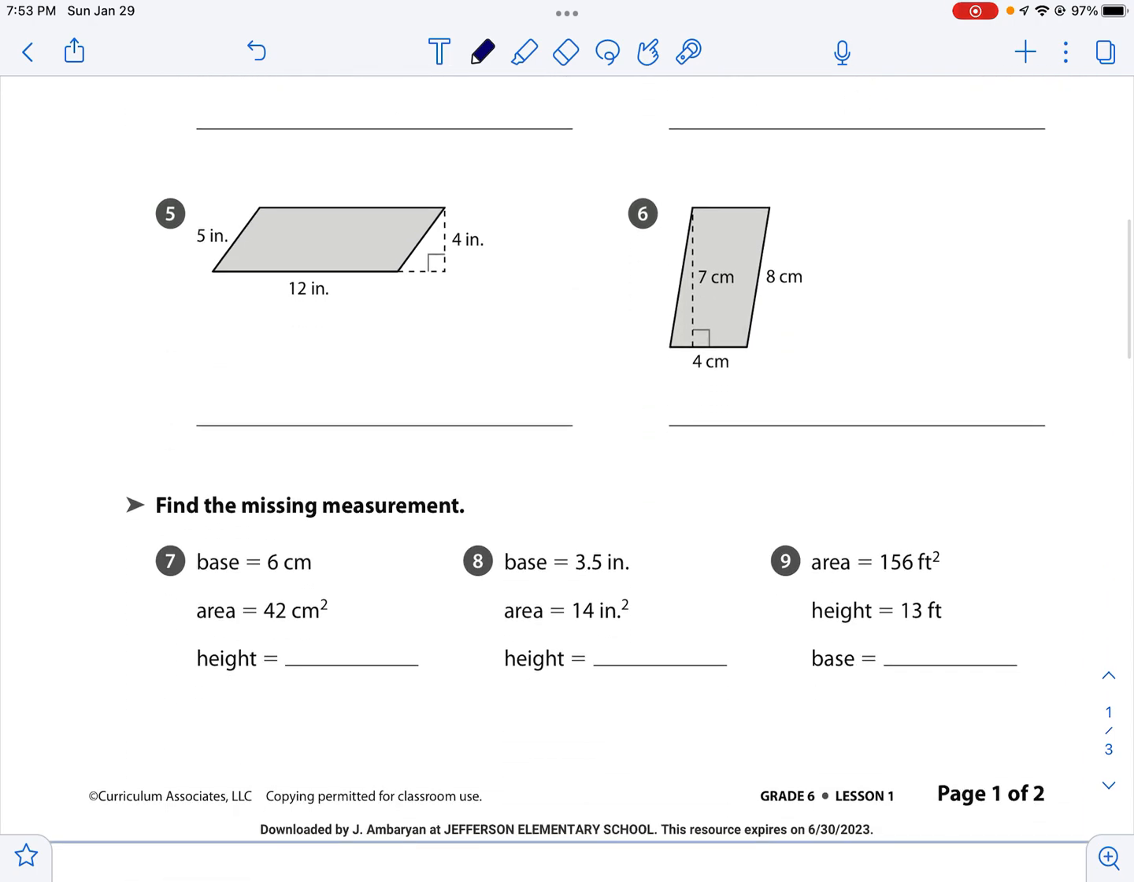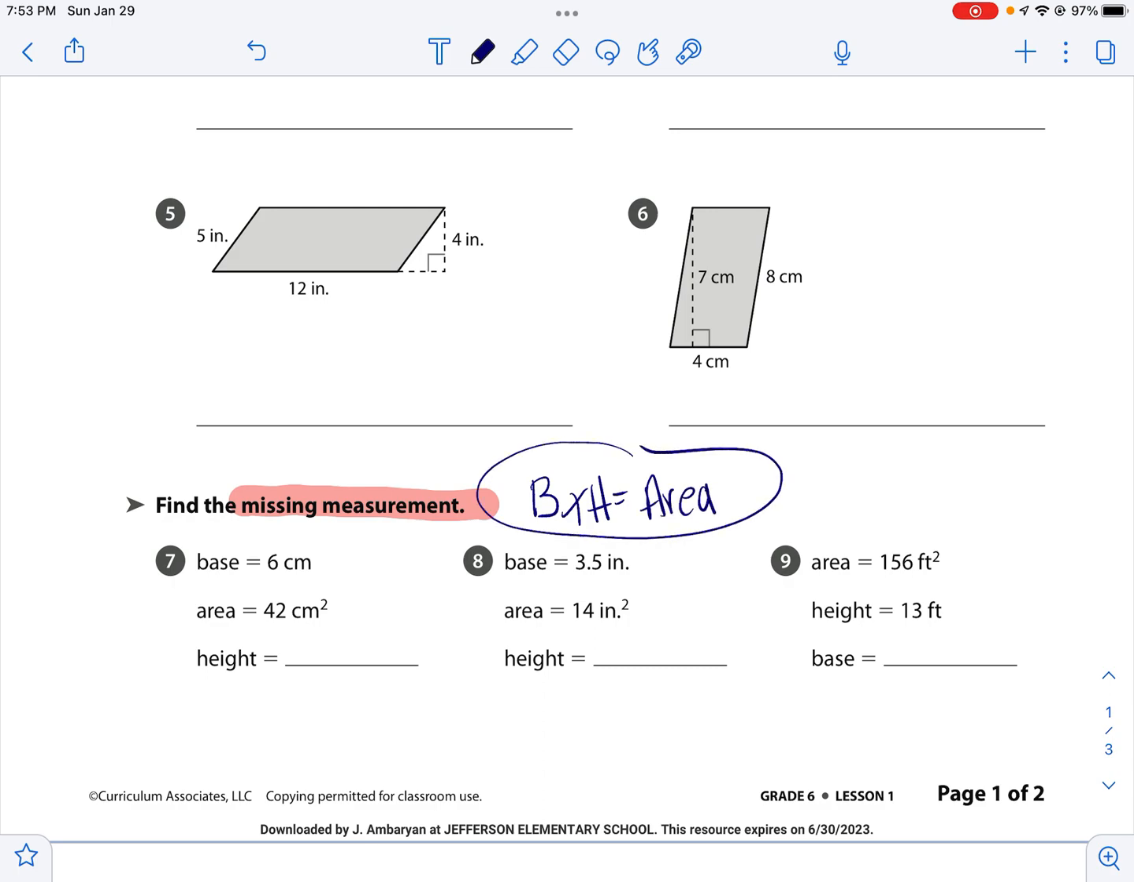I wanted to talk about 7, 8, and 9 with you. So for this one, you have to find the missing measurement. So we're still using the same formula. We're still doing base times height equals area. And what I'm going to do is use this formula and plug it in for each problem. So I'll do number 7 with you guys.